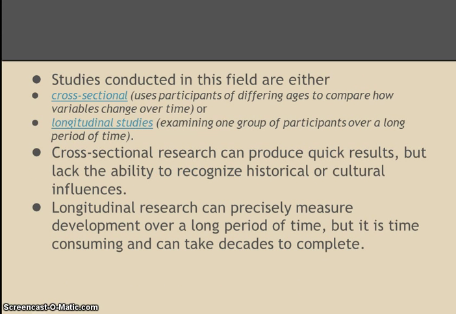Studies conducted in this field are usually either cross-sectional or longitudinal, which we have looked at before. Cross-sectional, as a reminder, is when participants of differing ages are compared on a variable over time. Cross-sectional research can be done pretty quickly, but it lacks the ability to recognize historical or cultural influences. So you can get fast data, but you don't know how the people got to that point in their developmental stages. Then you have longitudinal studies, where you're looking at one group of participants over a long period of time, which may give you some really hard, concrete evidence at the end, but it takes a really long time to get there.